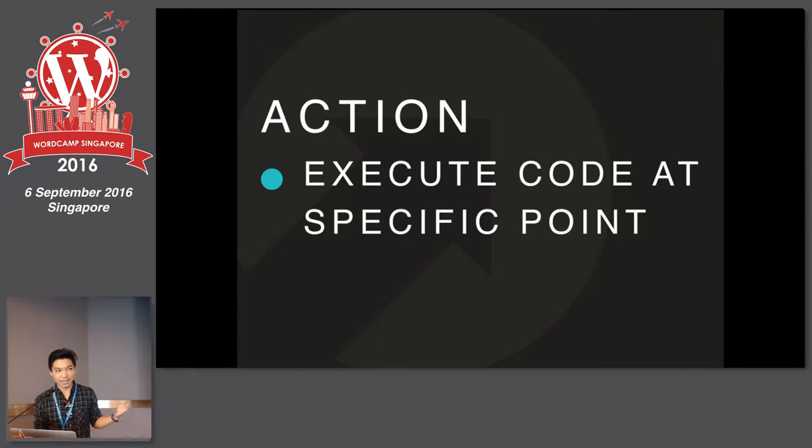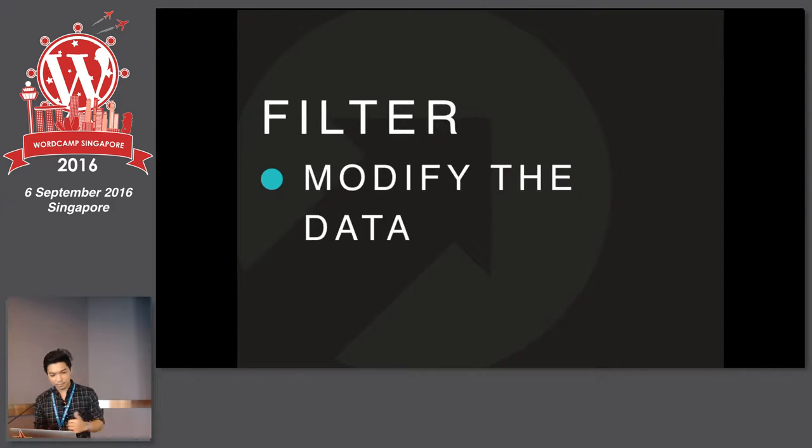Let's go ahead first with the action. Actions are hooks that allow you to execute at a specific point during the runtime. This includes things like creating or initializing widgets, registering a custom post type, or adding a menu. These are just a few of the many things you can do with actions. Filters, on the other hand, are the type of hooks that allow you to modify the result or data before it is used. You're allowing an external force here to contribute to the data before you use it further down in the execution.